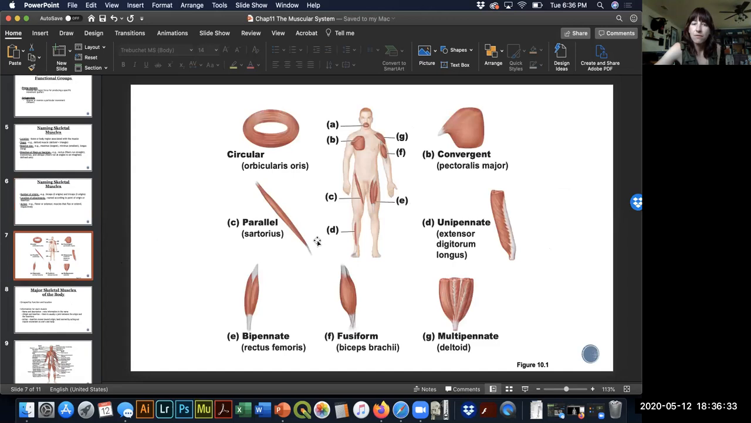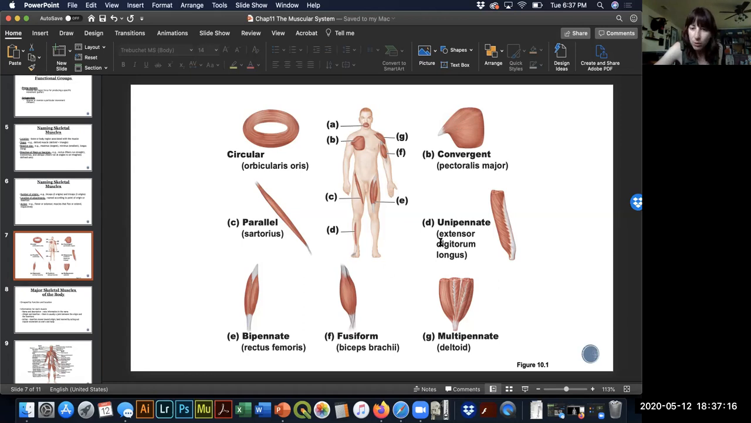Here are some examples of ways that fascicles can be arranged in a muscle. They can actually be circular, like your orbicularis oris and your orbicularis oculi, the round muscles around your eyes and your mouth. They can be parallel, of course. Rectus was the other example for these kinds of parallel long straight ones. Your sartorius muscle is also an example of a very long straight muscle with parallel fascicles. They can be convergent. Your pectoralis major, basically all of the fascicles are arranged like in a fan that converge at a point.